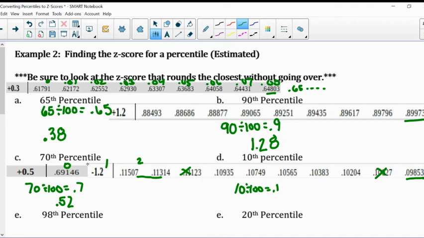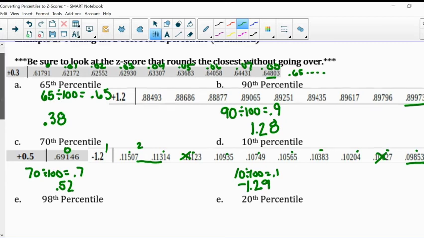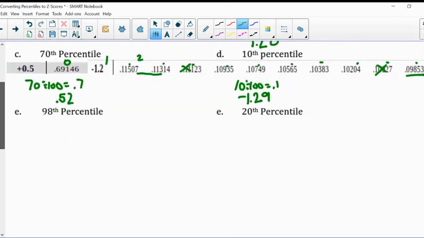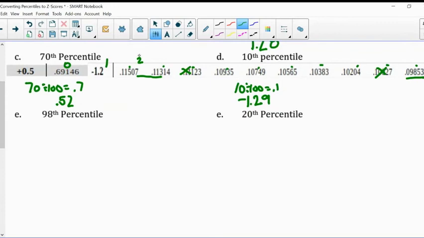So this number, I got negative 1.2. Now I need to count over to find out what my last digit is. So 0, 1, 2, 3, 4, 5, 6, 7, 8, and 9. So negative 1.29. Okay, 2 more to try out. Let's see how we do. 98th percentile, what do I do? And tell me what that decimal is.